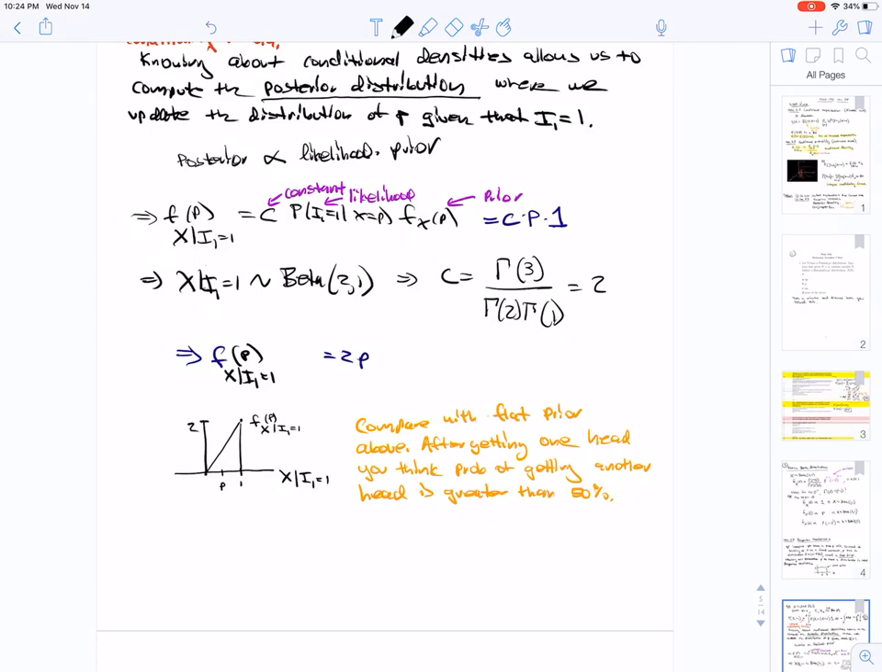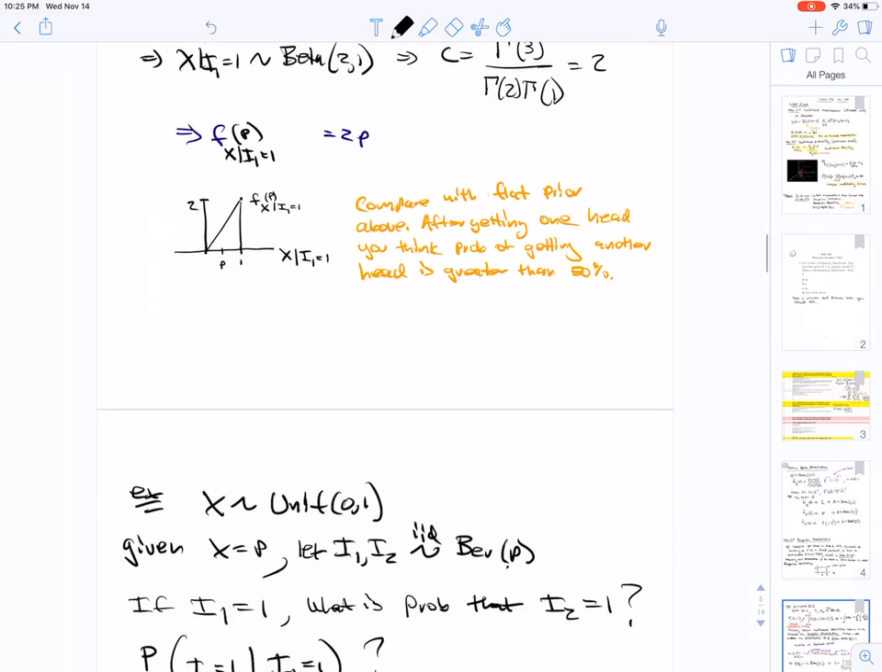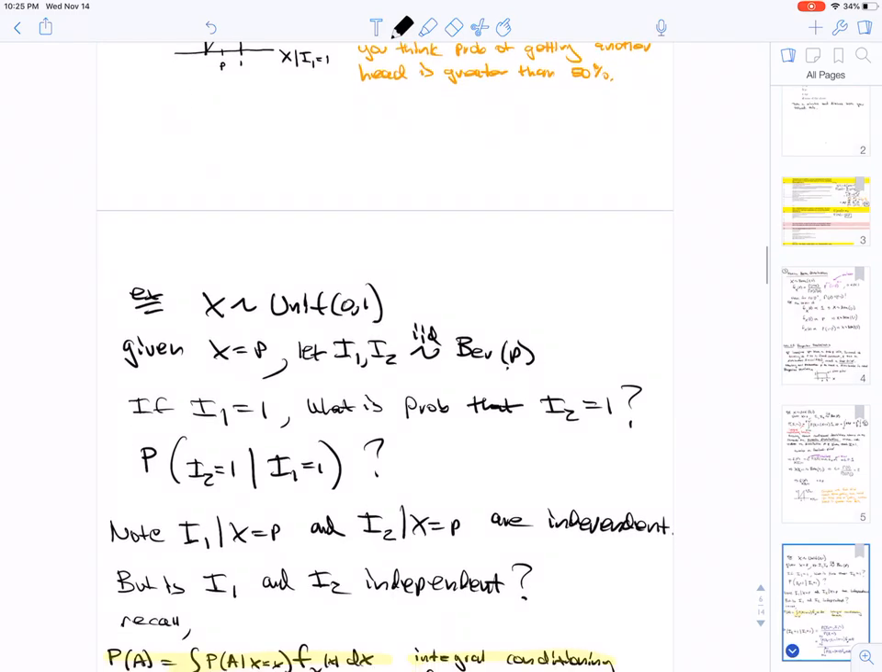And I graph that here so you can see that now the chance of getting I2 to be 1, given that I1 is 1, is going to be greater than a half. In fact, it's just the area. I mean, you can integrate this and just see what it is, right? But anyway, never mind that comment, we're going to compute it right now.